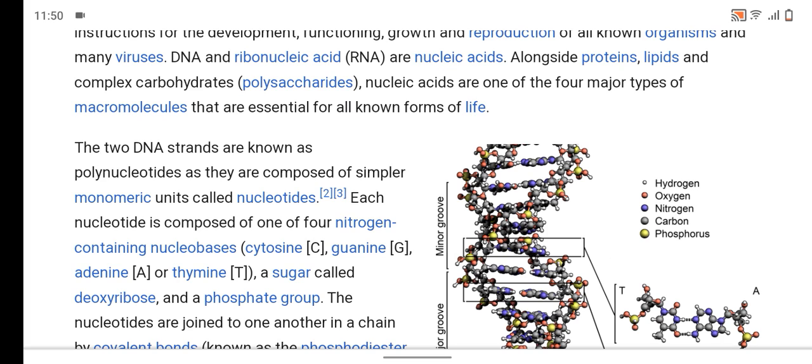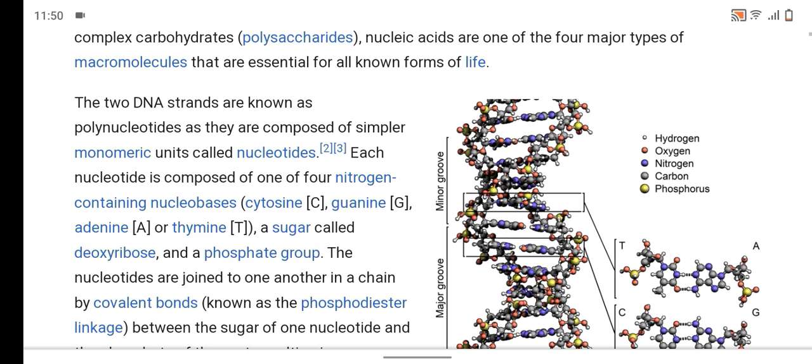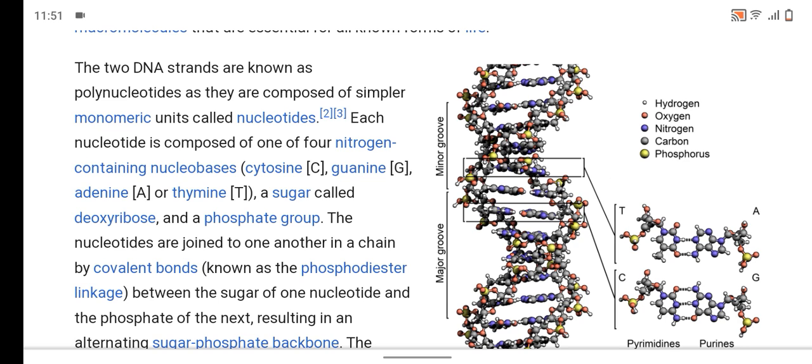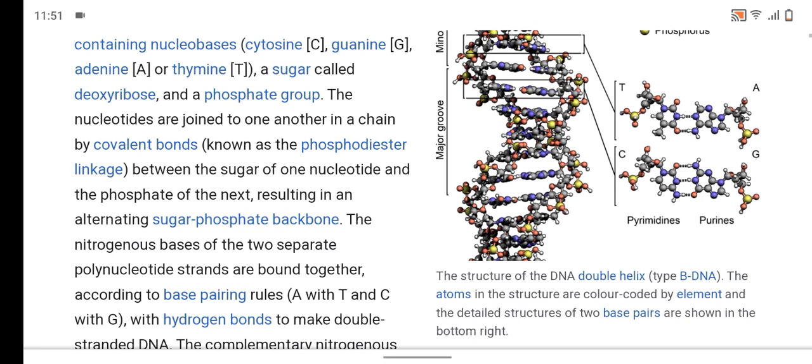The two DNA strands are known as polynucleotides, and they are composed of similar monomeric units called nucleotides. Each nucleotide is composed of one of four nitrogen-containing nucleobases: cytosine, guanine, adenine, and thymine, a sugar called deoxyribose, and a phosphate group. The nucleotides are joined to one another in a chain by covalent bonds known as phosphodiester linkages between the sugar of one nucleotide and the phosphate of the next, resulting in an alternating sugar-phosphate backbone.